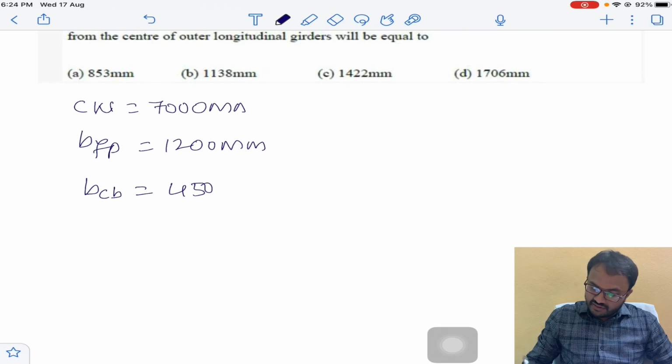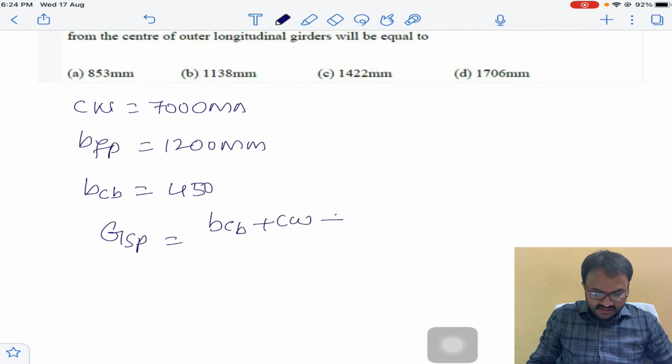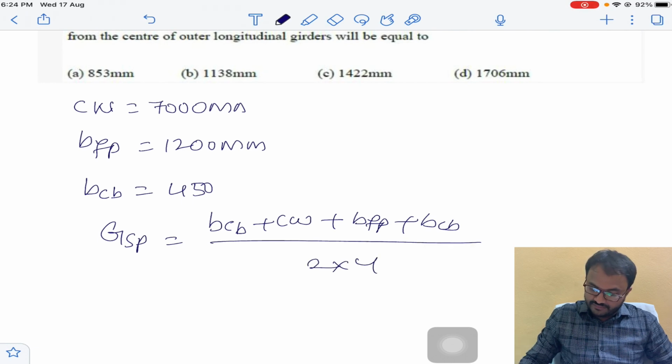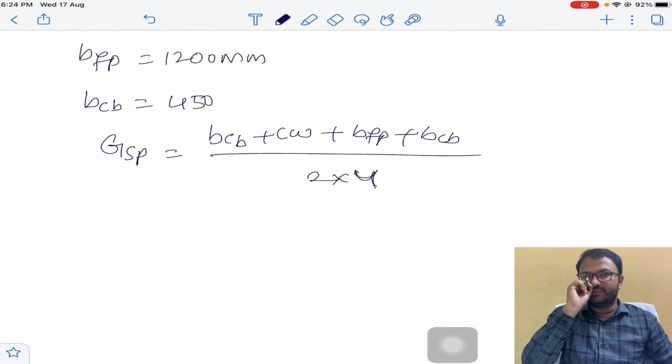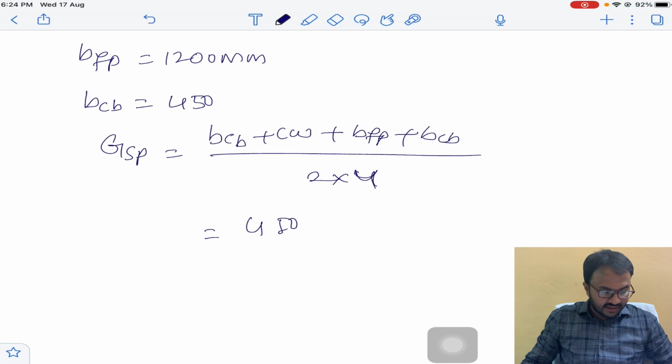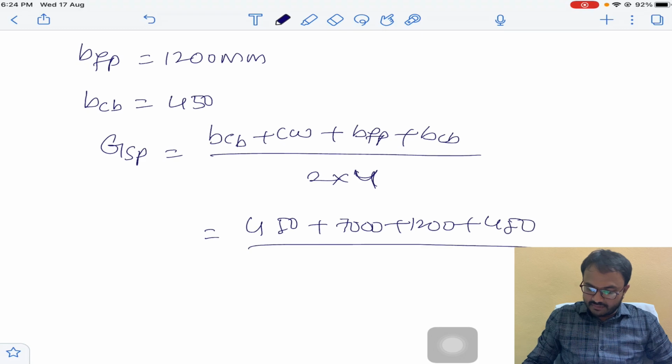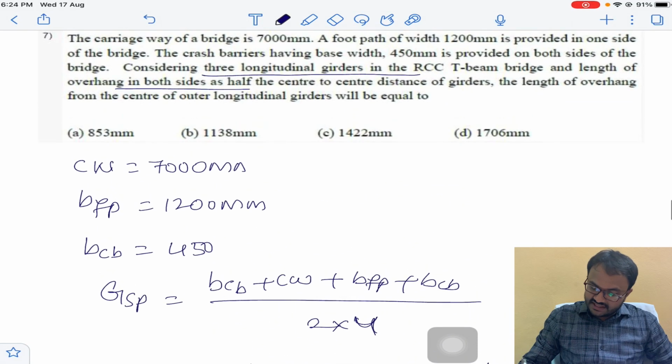So again the girder spacing, we have the formula: GSP is equal to BCB plus CW plus BFP plus BCB, crash barrier, divided by 2 into 4. Depending upon the longitudinal girders and the number of girders, we need to change the denominator. So you will get 450 plus 7000 plus 1200 plus 450 divided by 8. So you will get 1137.5 mm spacing, approximately 1138 mm. So for question number 7, answer B. Clear?